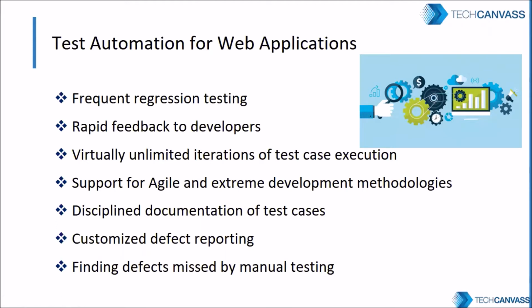Also, we can have virtually unlimited iterations, as in each iteration we will be executing regression via automation instead of manual execution. Automation also supports agile and extreme development methodologies. These methodologies are virtually impossible to follow if we are not using test automation.